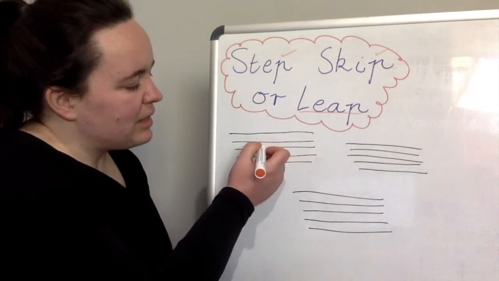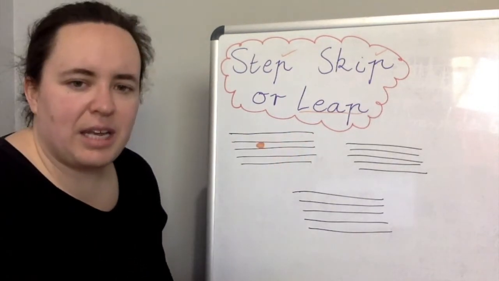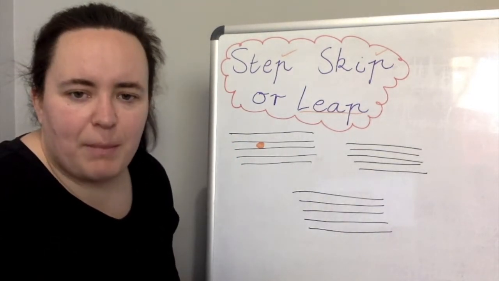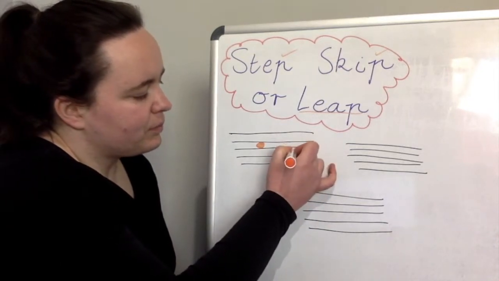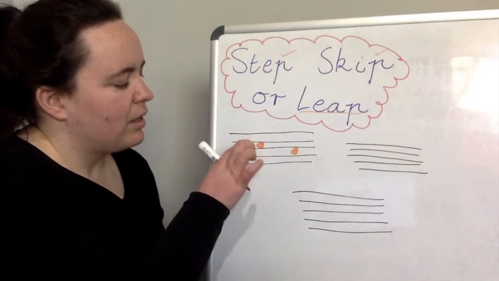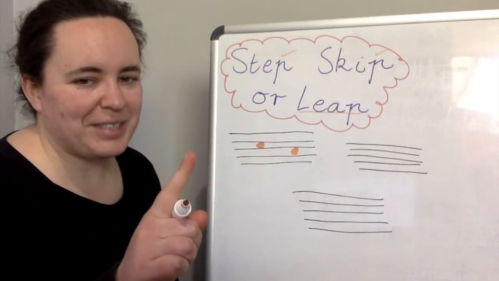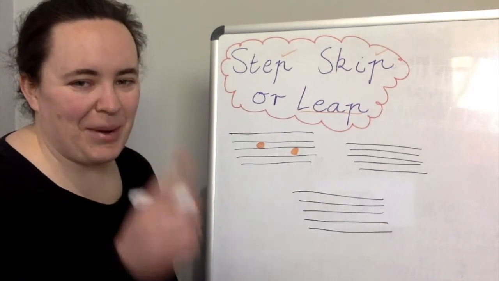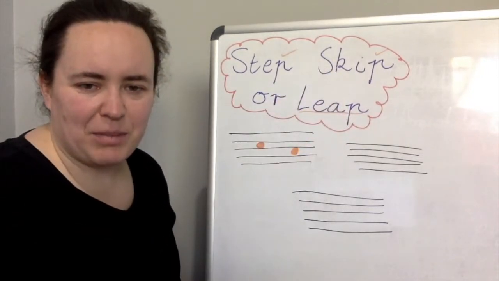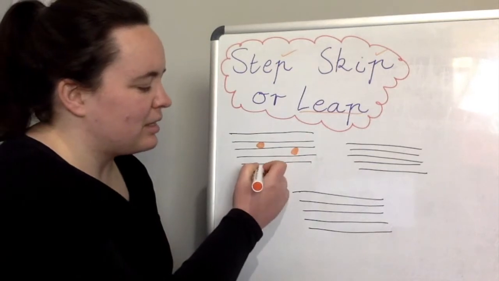So if I have a sound on my stave, and this sound I've popped into space number three, one, two, three. If I put a sound in space two, let's have a think. They've gone from a space to a space. Oh, hang on a second. What does that mean they are? They are copycats. And we know that skips are copycats. Say that with me. Skips are copycats. Good. So we know this is a skip.